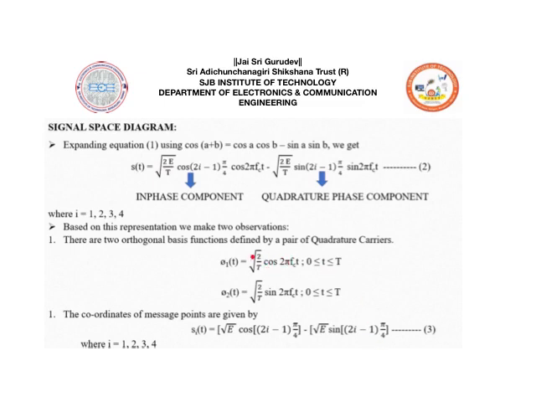Previously, we have segregated the basis functions from equation number 2. The first basis function is square root of 2 by T into cos of 2π fc t. The second basis function is square root of 2 by T sin of 2π fc t. Now the remaining terms will be the coordinates of the message points, and they are given by si(t) equal to square root of E cos of (2i minus 1) π by 4 minus square root of E sin of (2i minus 1) π by 4. Here the i value will be ranging from 1 to 4: 1, 2, 3 and 4.